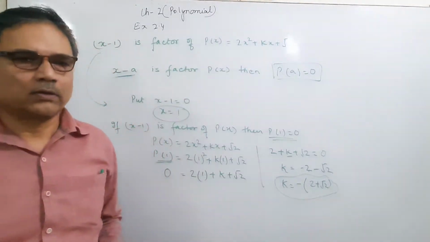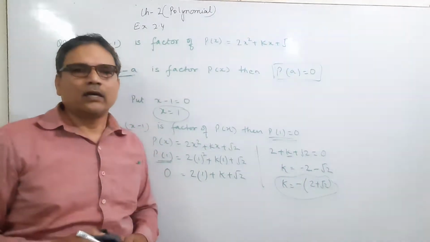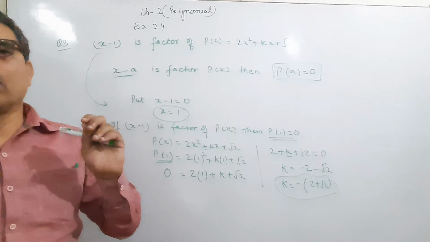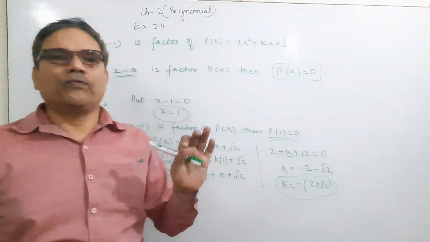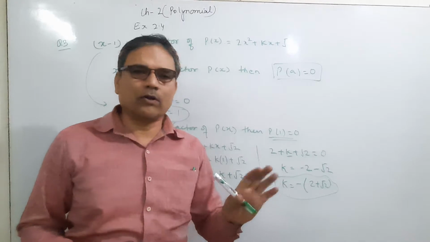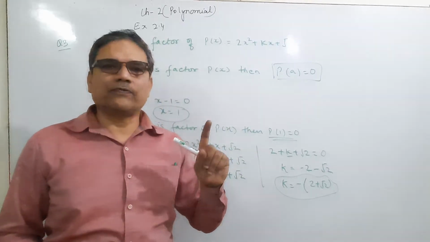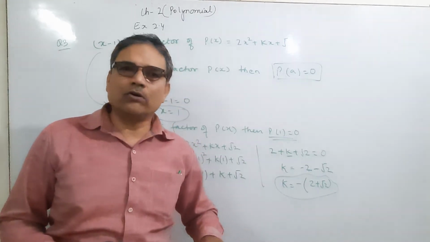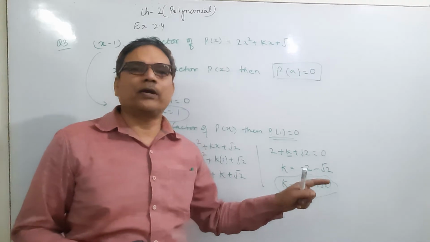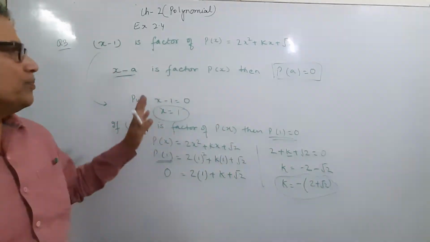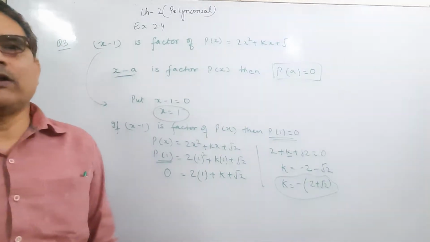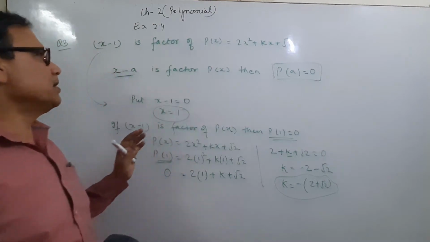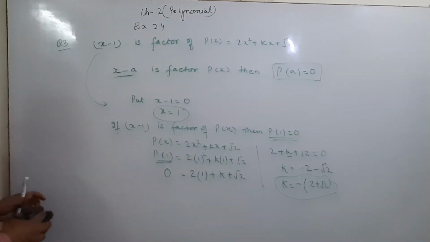In this way we can find the value of k if any linear polynomial is a factor of a cubic or quadratic polynomial. Means we have to apply the factor theorem. If x minus a is a factor of p(x), then p(a) equals 0. If p(a) equals 0, then x minus a is a factor of p(x). This is the factor theorem. By the factor theorem we can find the value of k. Do the remaining part of this question, and we will do other questions.